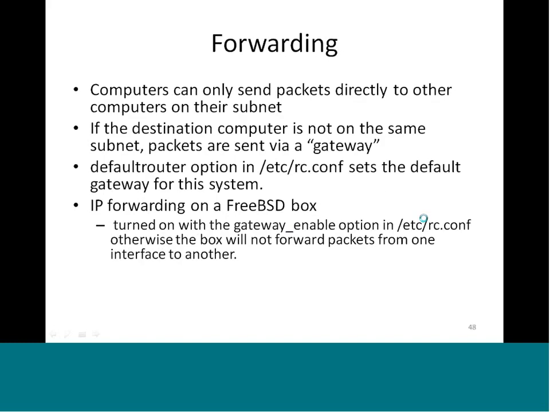Now let's look at how computers forward packets based on these addresses. When packets are sent, computers can send packets directly to other computers only if they are on the same subnet. If the destination is not part of the subnet, which is identified by the network address, then the packets are sent to a gateway. You can think of the gateway as a central router, and it sends the packets on to the other networks. So the gateway communicates between two networks, and within the network the packets can be sent directly.